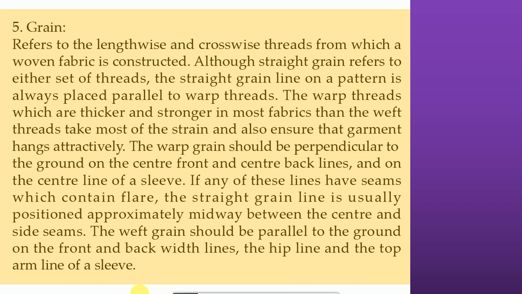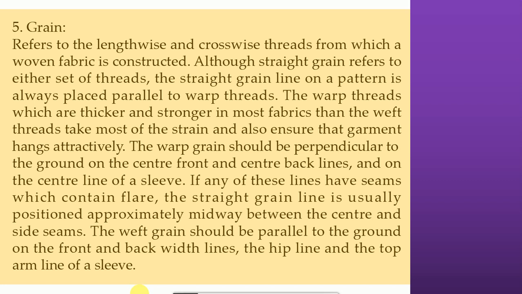Five, grain. Grain refers to the lengthwise and crosswise threads from which a woven fabric is constructed. Although straight grain refers to either set of threads, the straight grain line on a pattern is always placed parallel to warp threads. The warp threads, which are thicker and stronger in most fabrics than the weft threads, take most of the strain and also ensure that the garment hangs attractively.